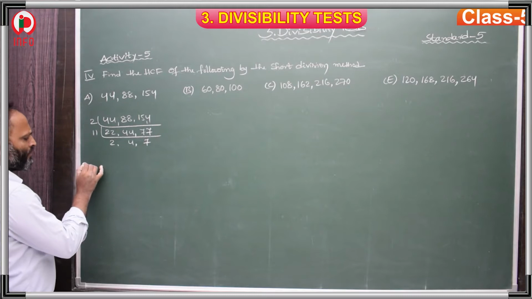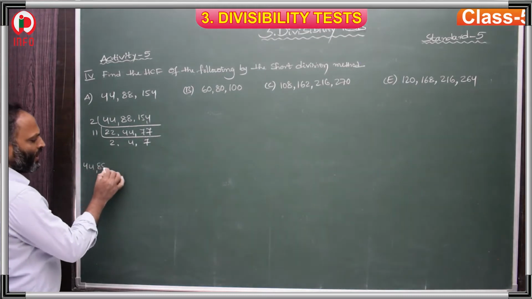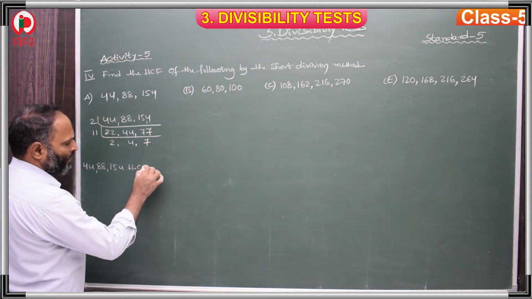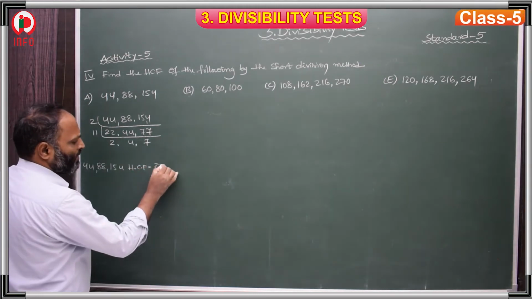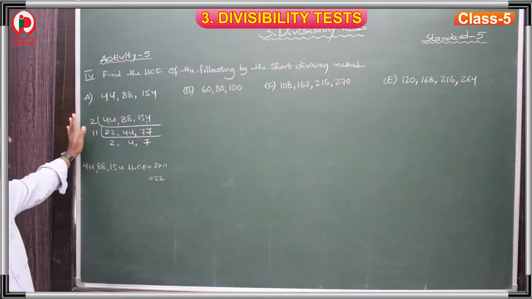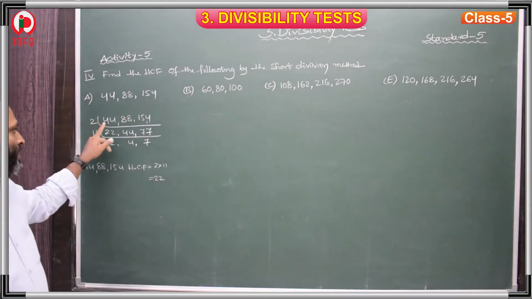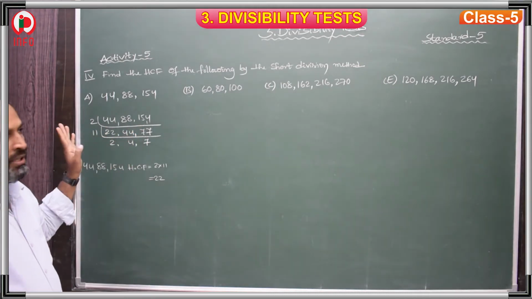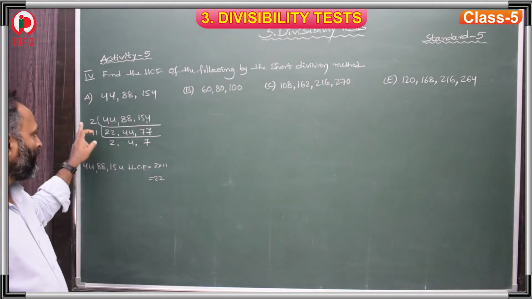Therefore the HCF of 44, 88 and 154 is equal to 2 into 11, that is 22. First we have to take all three numbers and check in which common table they all divide, not only one or two of them, but all three numbers.